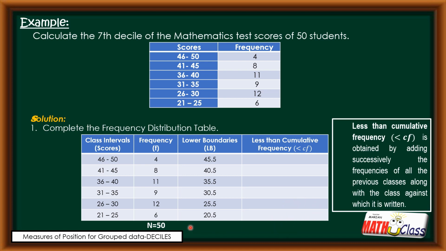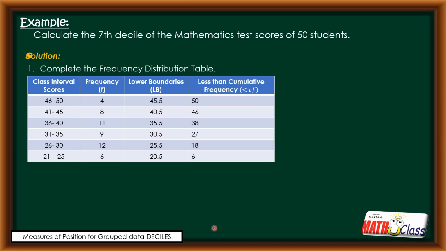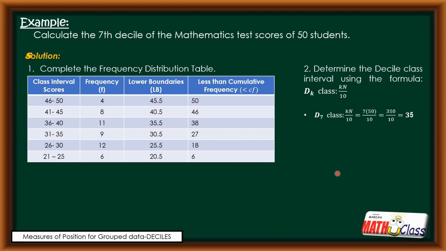The first entry will be the same as the first entry in the frequency column, which is 6. The second entry will be the sum of the first two entries in the frequency column. So 6 plus 12 is 18. Let us fill in the rest of the cumulative frequency column in the same way. Remember that our last entry for this column should be equal to the value of our n, which is the total frequency. Since we are done completing the table, then let us proceed to step 2.